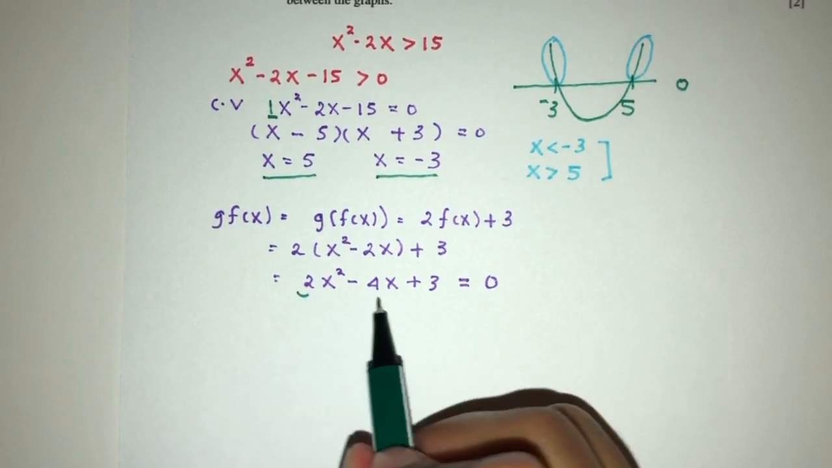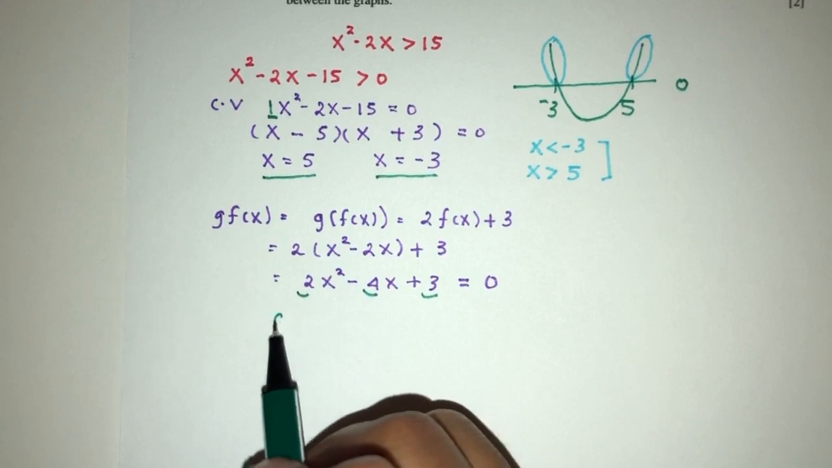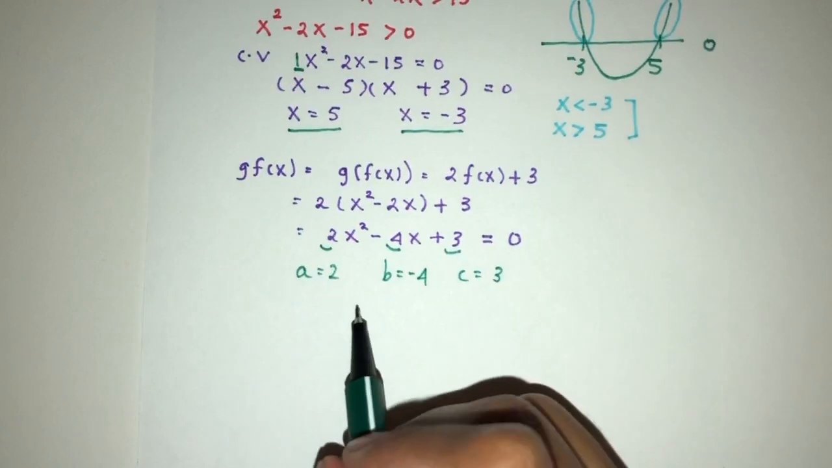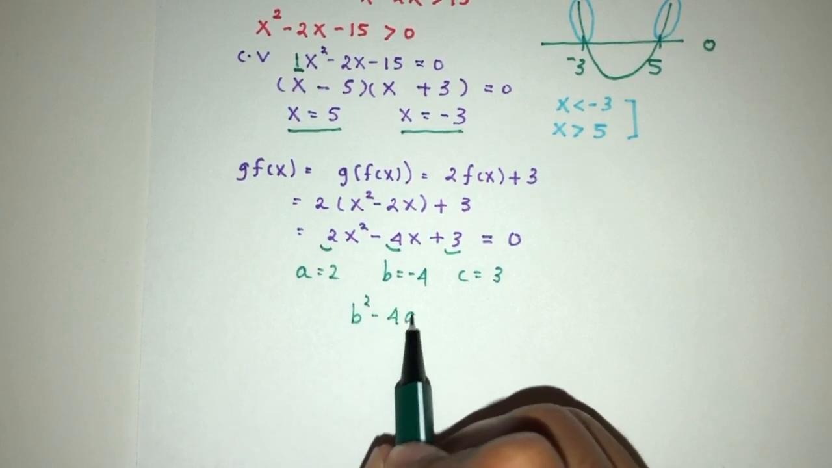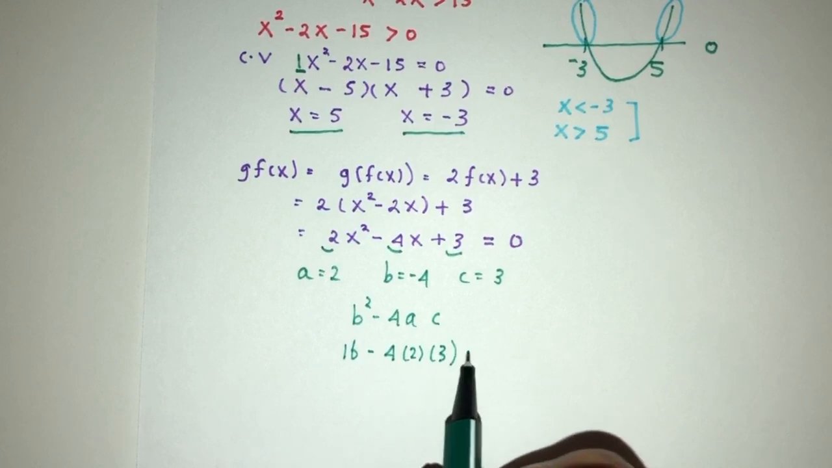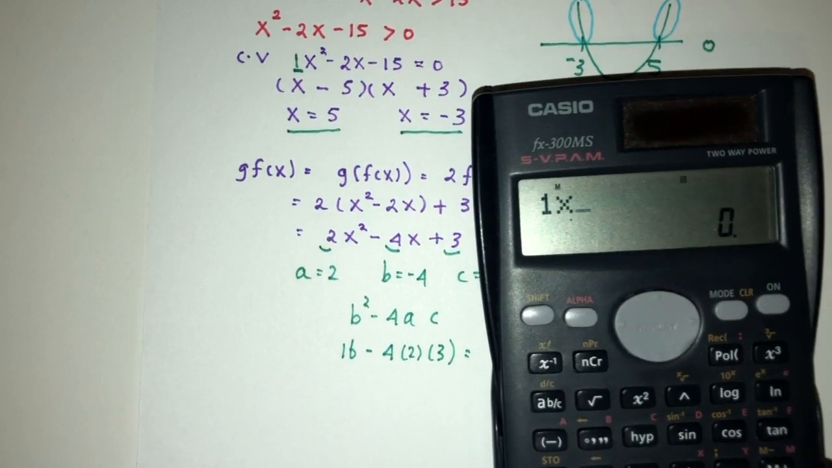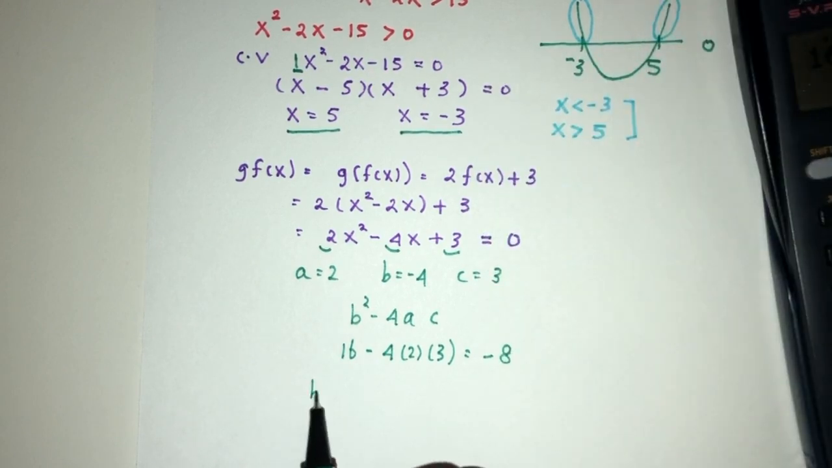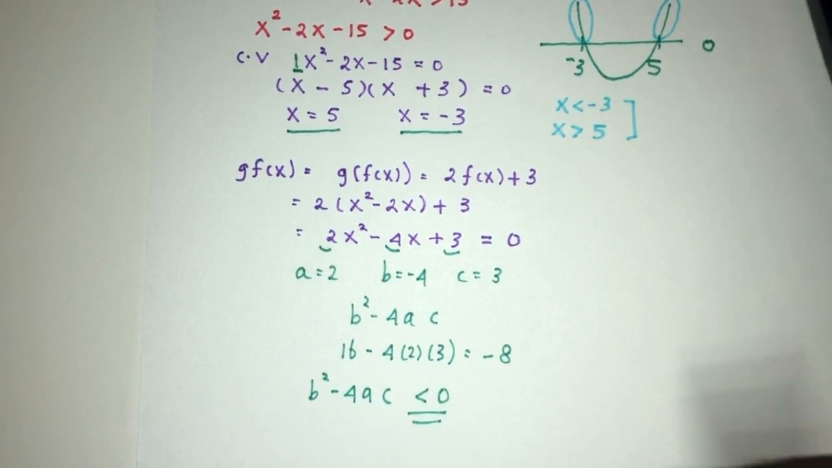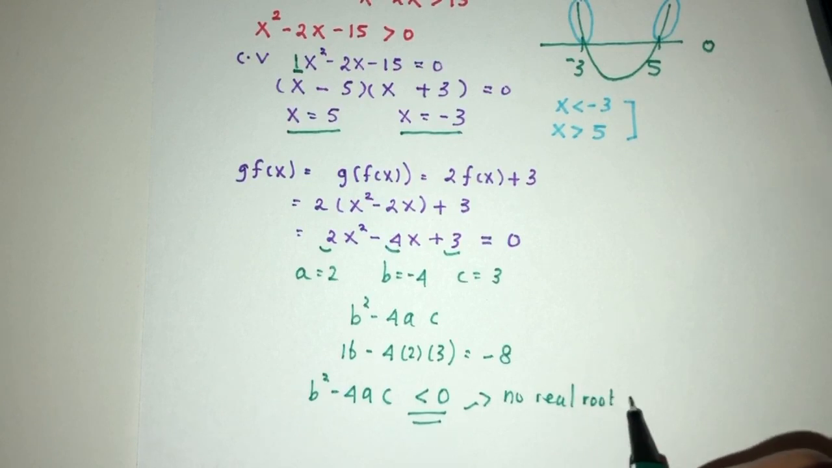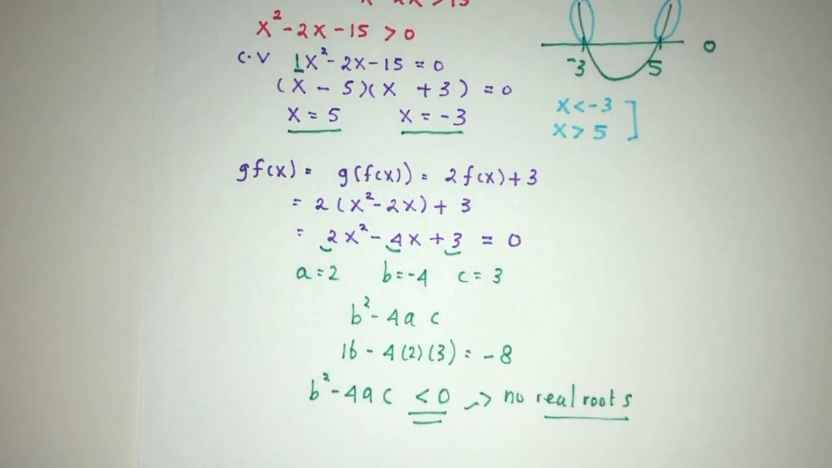This is my value of a, b, and c. So a is 2, b is minus 4, and c is 3. So let's find what b squared minus 4ac is. b squared is 16 minus 4 times 2 times 3. That should be minus 8. So since b squared minus 4ac is less than 0, we conclude it has no real roots. That is part 3 of the question.